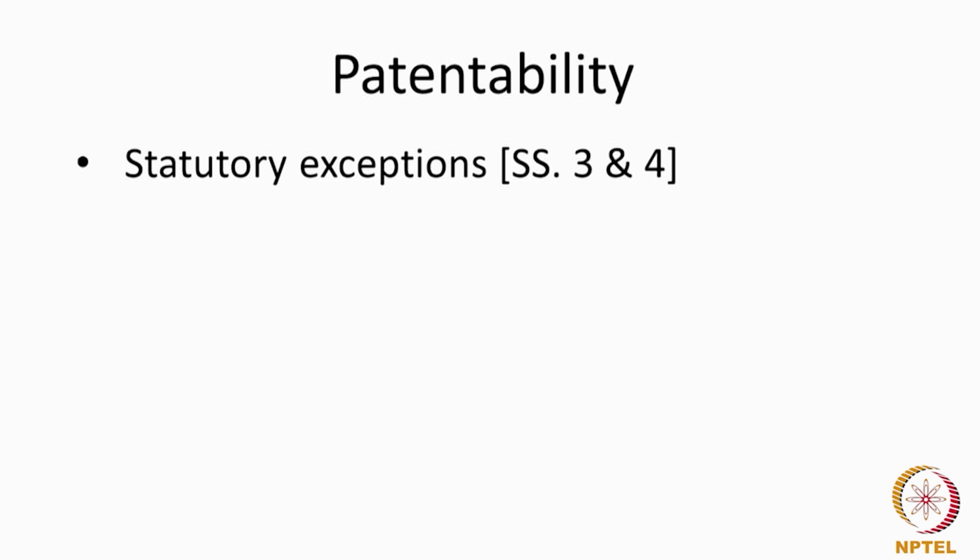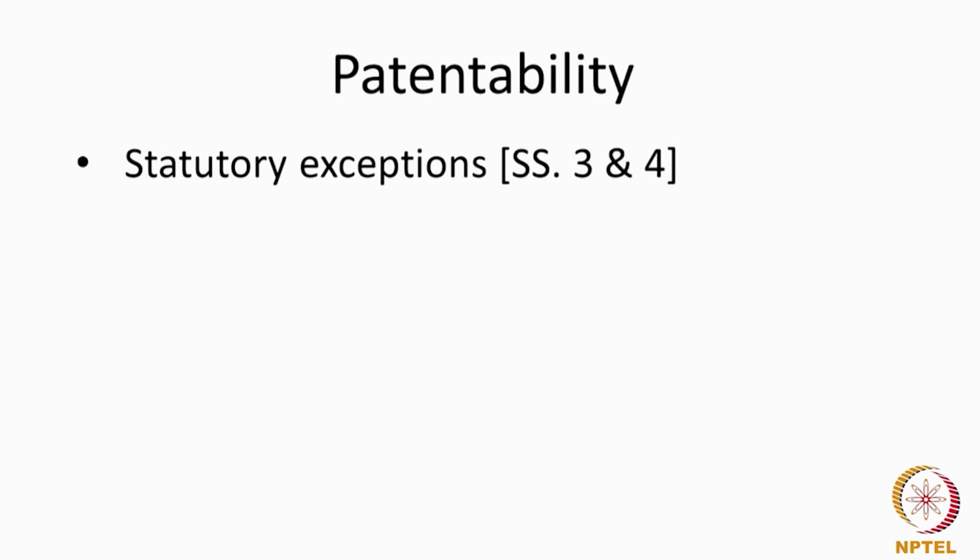The positive thing is that it has to show that the invention is new or it involves novelty, it involves an inventive step, and it is capable of industrial application or utility. These are the positive things. So when you file an application for a patent, you have to show that these three things do exist.